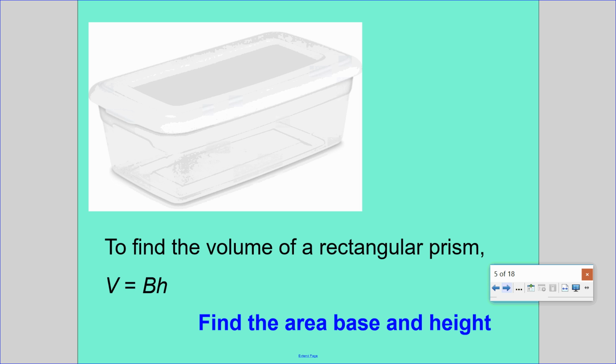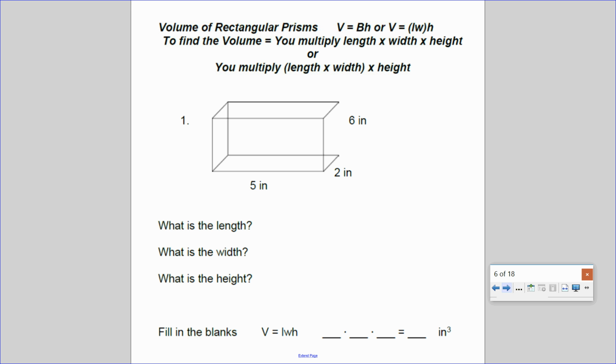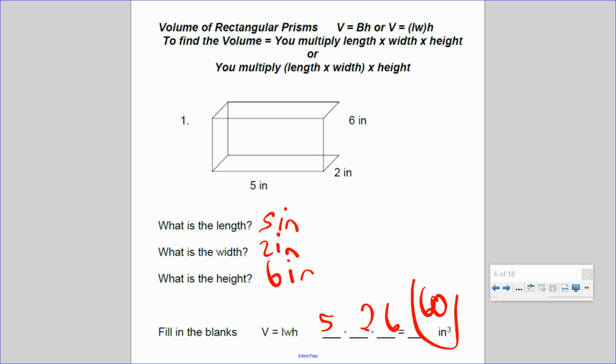So find the area of the base and the height. So you find the area of the base, that's length times width, times the height. So we're going to practice on several questions. So here is a rectangular prism. What is the length? 5 inches. What is the width? 2 inches. What is the height? 6 inches. So 5 inches by 2 inches by 6 inches is 60 cubic inches.